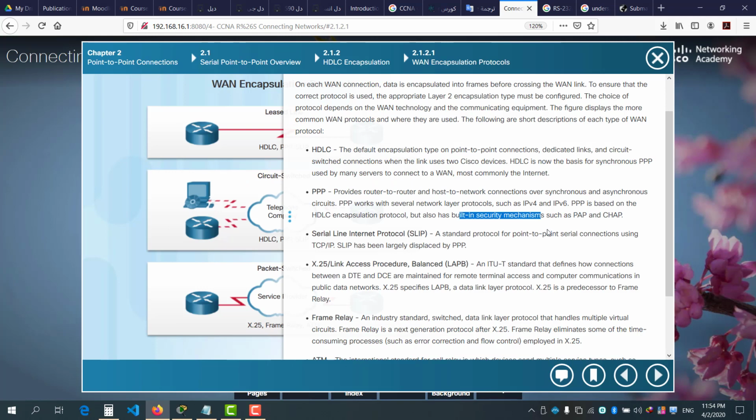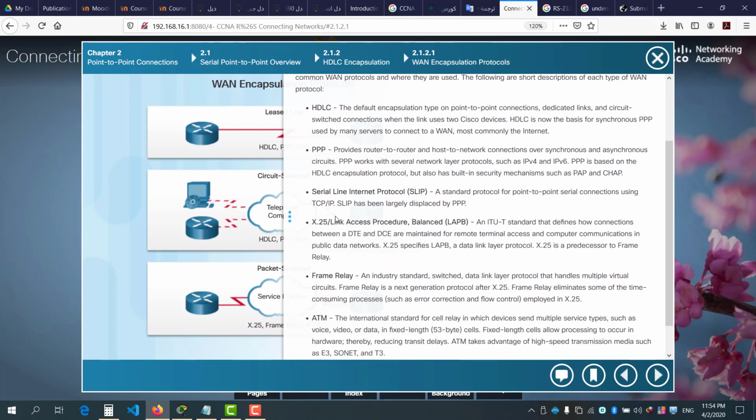We will discuss them later in this chapter. These are the two main focus in this course, in this semester, and in this chapter exactly: HDLC and PPP. What about the others? Serial Line Internet Protocol, SLIP, is a standard protocol for point-to-point serial connection using TCP/IP. SLIP has been largely displaced by PPP.